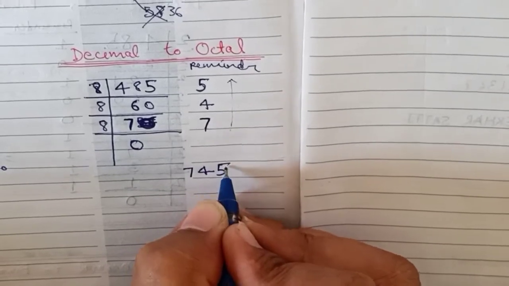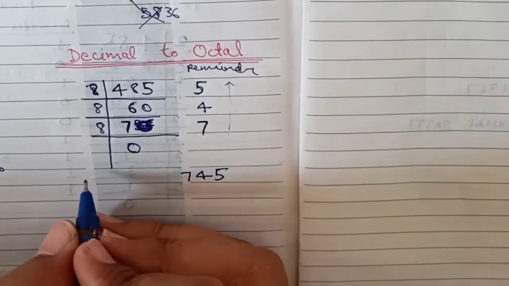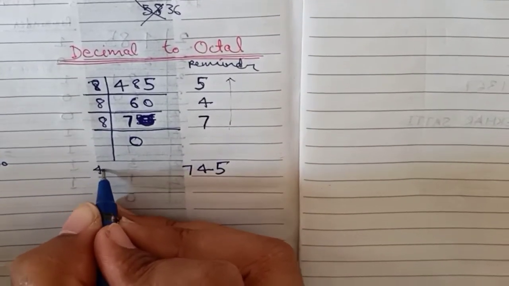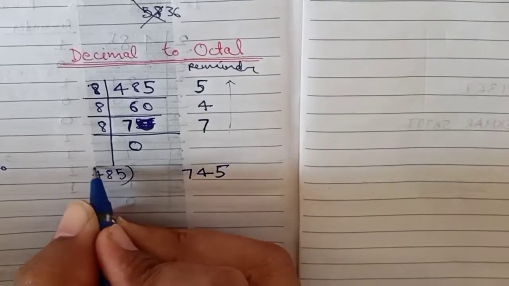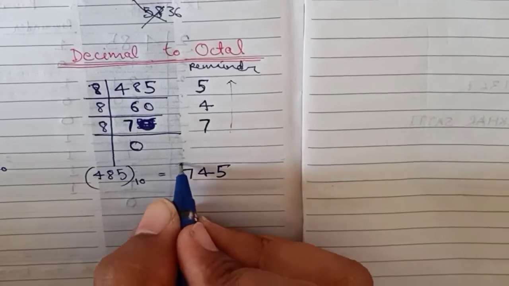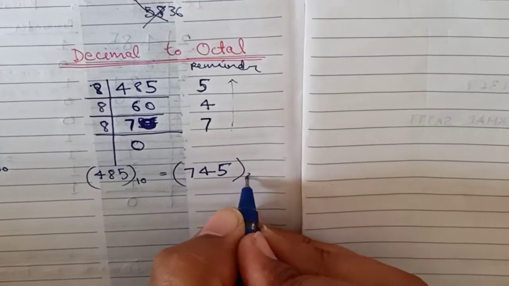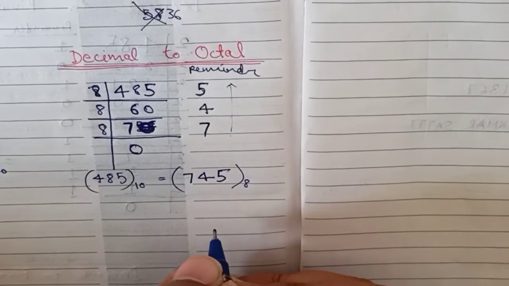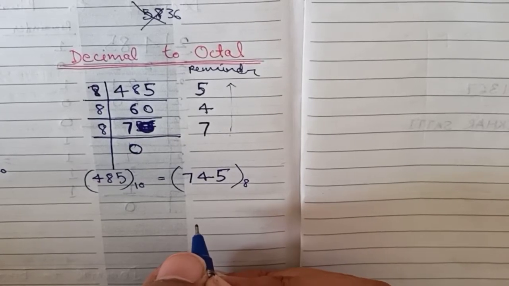745. Okay, so can we write like this: 485 decimal equal to 745 octal? Can we write it? Yes, we can write it.